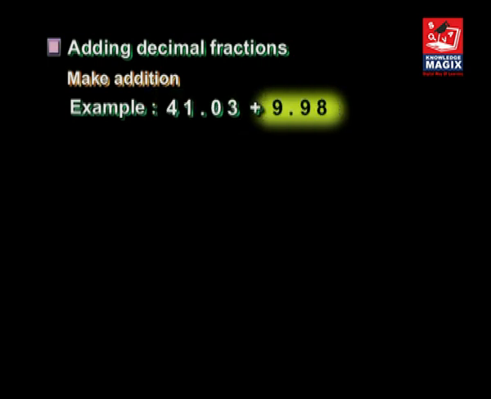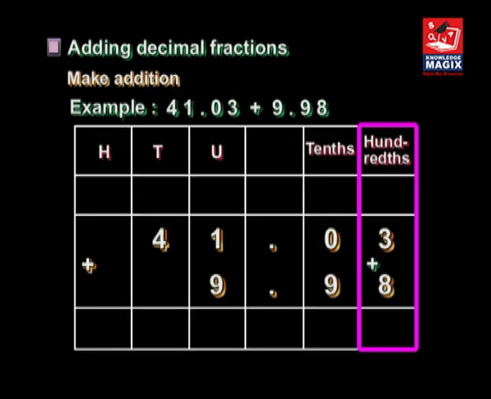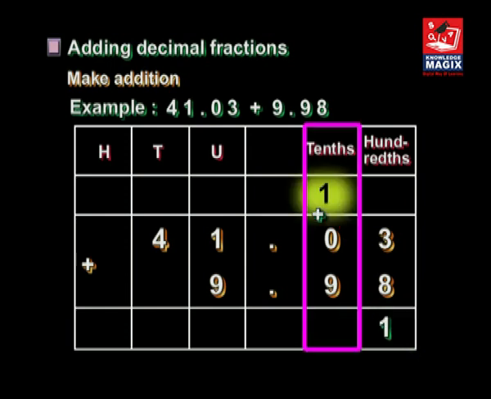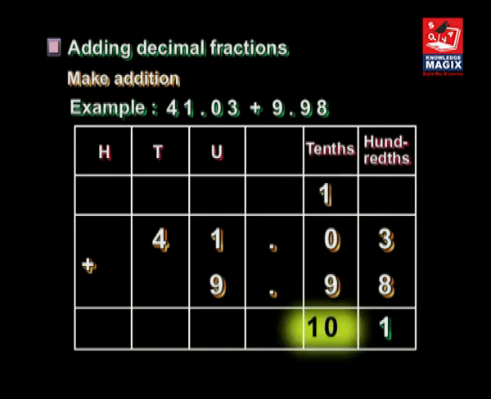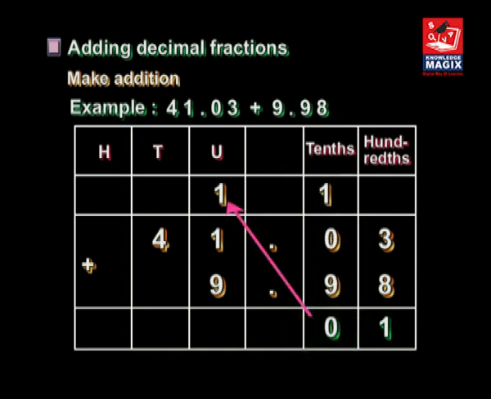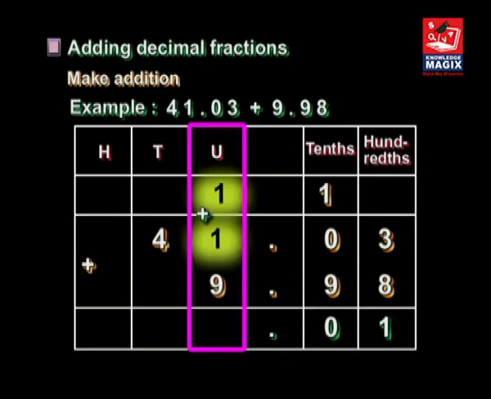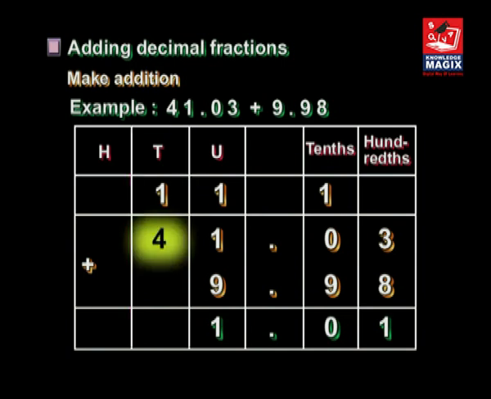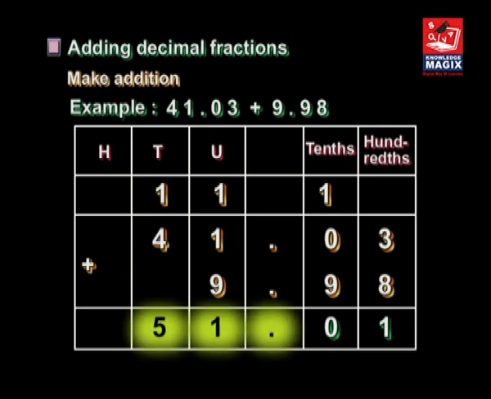Next addition, 41.03 plus 9.98. We'll start from the hundredths place. 3 plus 8, 11. 1 is written, 1 is carried over to the tens place. Here 1 plus 9, 10. So 0 is written, 1 is carried over to units place. Decimal point is written here. Then 1 plus 1, 2. 2 plus 9, 11. 1 is written, 1 is carried over to tens place. Then 1 plus 4 is 5. So the addition is 51.01.